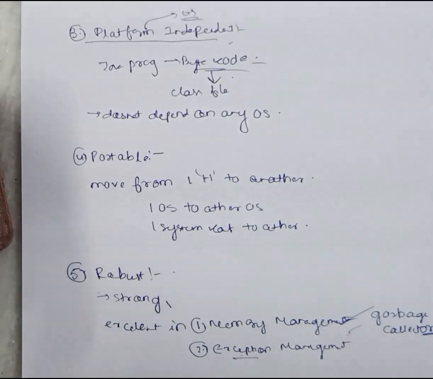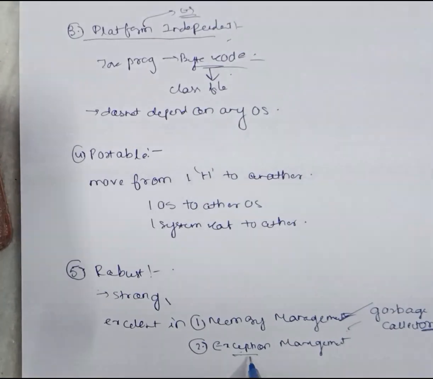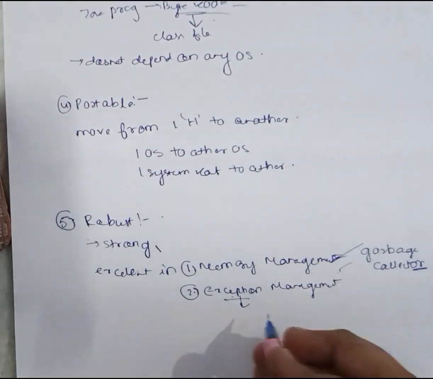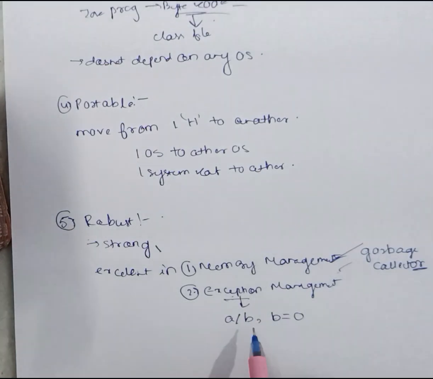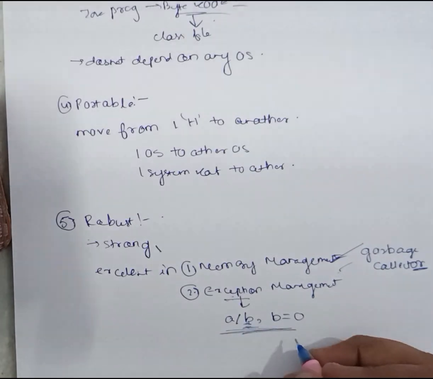The second one is exception management. Java is also excellent in exception management. We have some libraries, classes, interfaces, by using which exceptions can be handled in a better manner. That is why we say Java is a robust language. Let's understand this by taking an example, like a divided by b, where the value of b is equal to 0. So b becomes 0, and this whole thing becomes undefined, right?